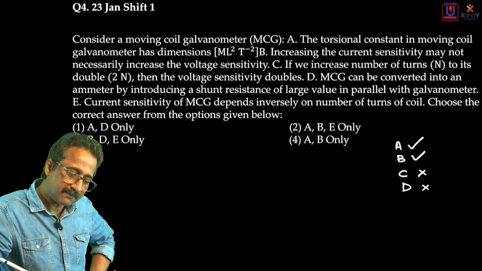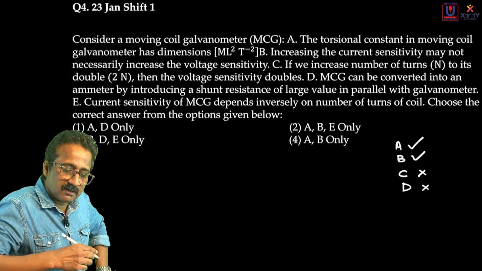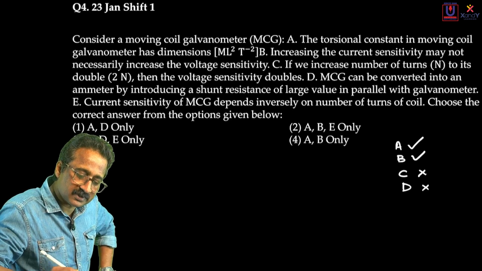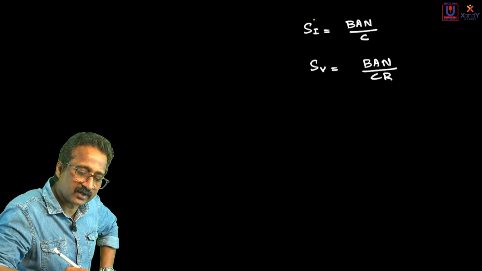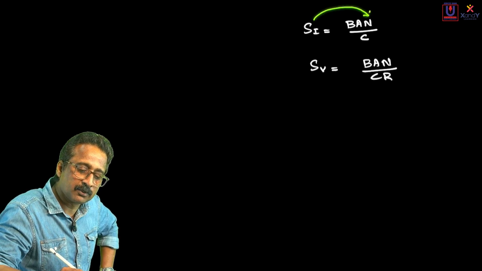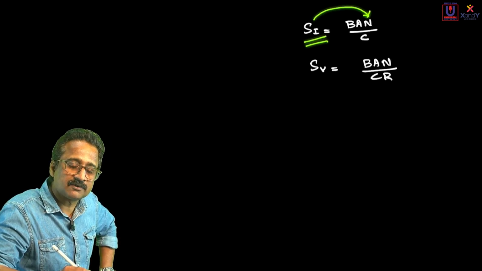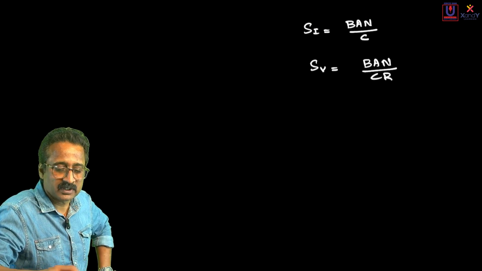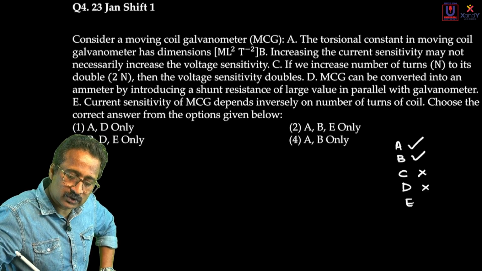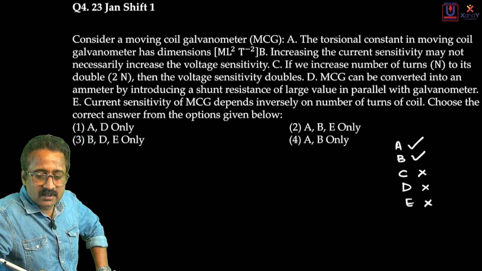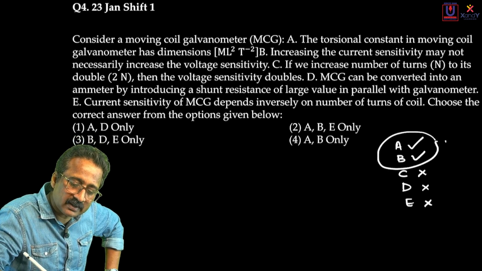Okay, what is E then? Current sensitivity of a galvanometer depends inversely on the number of turns of the coil, which is against our argument, because SI is directly proportional to the number of turns. Current sensitivity depends on the number of turns and it is directly proportional. So we can't agree with that. We'll say E is also a wrong statement. So there are only two statements which are correct. A and B are correct.